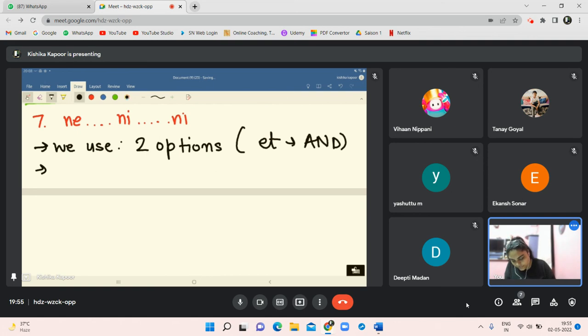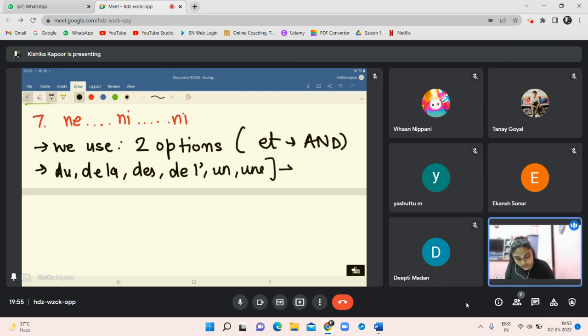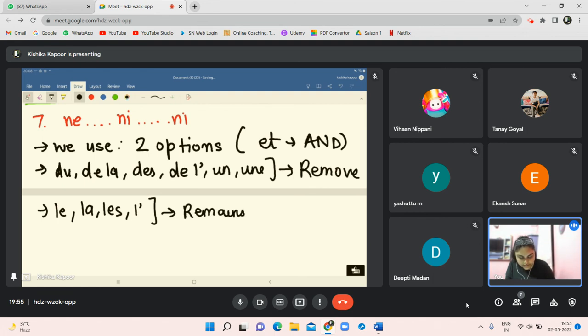Rule number two. Du, de la, des, un, une, they are removed from the answer. And le, la, les, l' apostrophe remain the same. Okay, just focus a little bit on its formation.